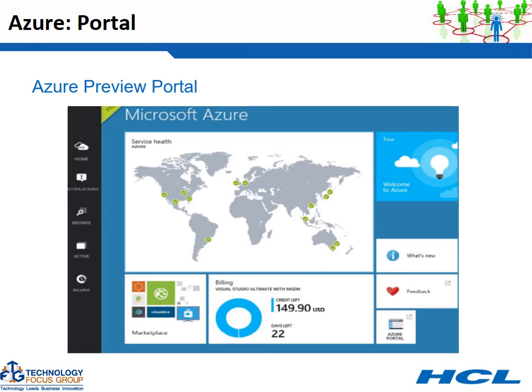It has a geographical map of the world, which is showing the data centers and how they are running. It has the marketplace area. The marketplace shows what kind of software is available. The billing part shows how many credits you have left, how many days you have left, and so forth. And we can go to the Azure portal from here and start renting out the services. So this is quite easy to use.